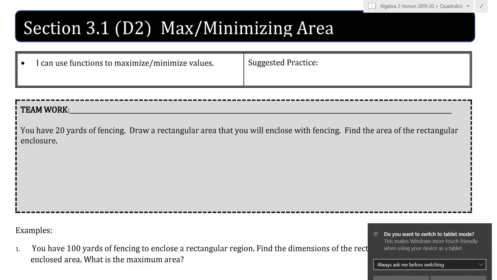Today we are going to work on applications of quadratics. We're going to do two different types of applications. So take a moment to pause this video and think about this teamwork.